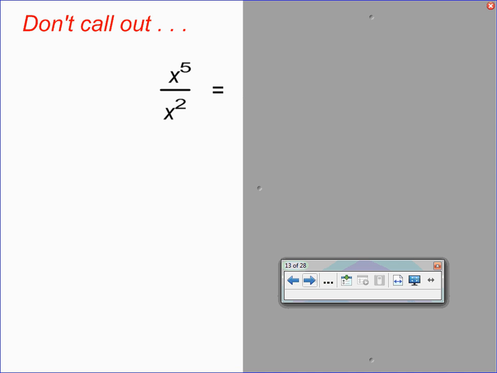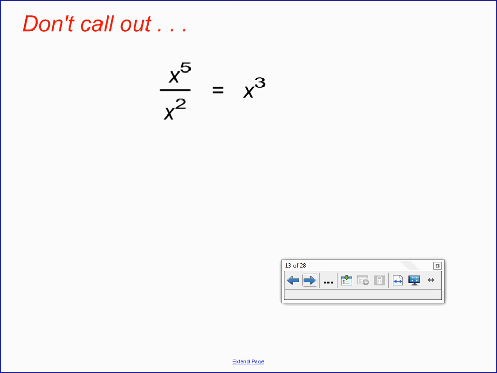And lastly, x to the 5th over, not lastly, there's one more. X to the 5th over x squared, that is number 20? X to the 3rd. So when we take a quotient of powers with like bases, we can subtract exponents so long as we do top exponent minus bottom exponent. Yes? Awesome. One to go.